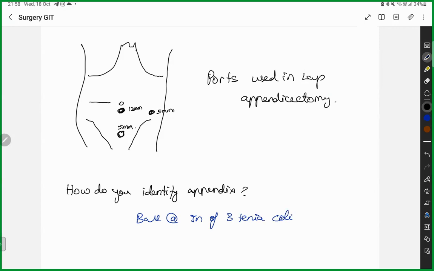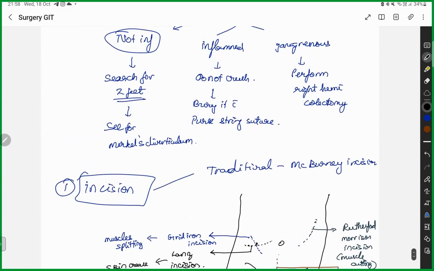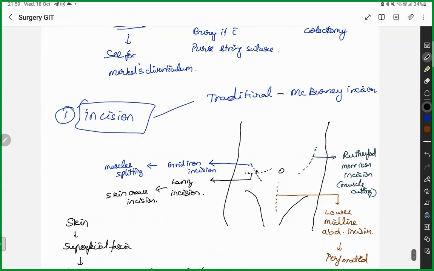Once you have identified the appendix, you see whether it is a normal appendix or an inflamed appendix. If normal, look for Meckel's diverticulum; if inflamed, do an appendicectomy. If the base is inflamed, as I told you, do not crush it, bury it with a purse string suture. If it is gangrenous, then you go for a right hemicolectomy. Is it clear, guys? Any doubt?